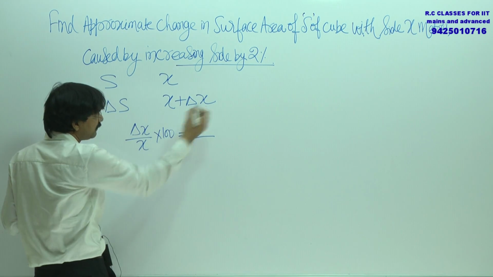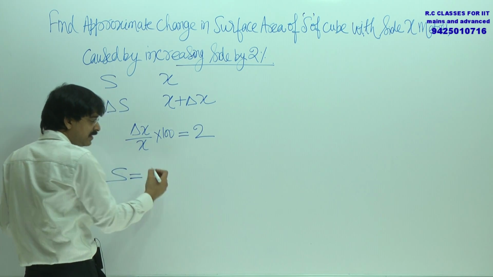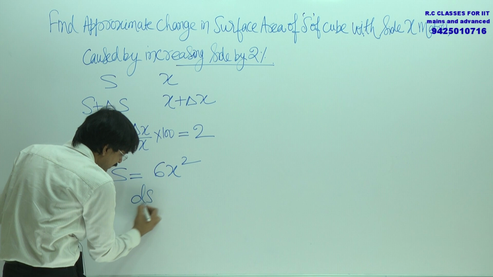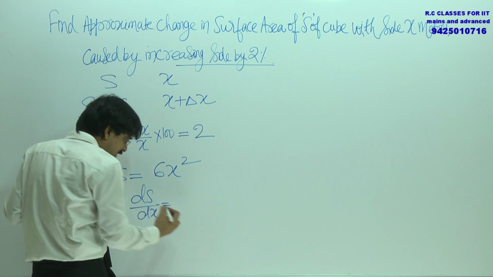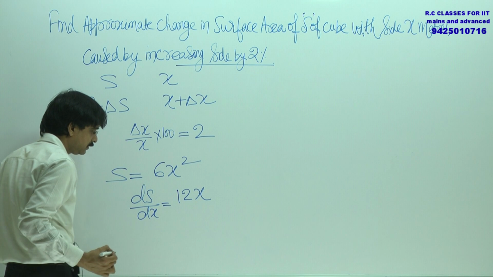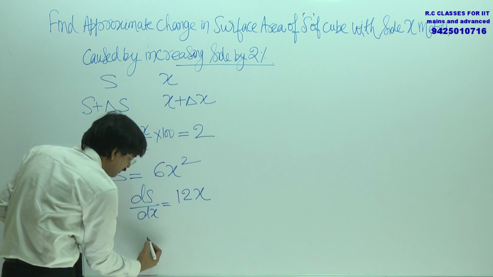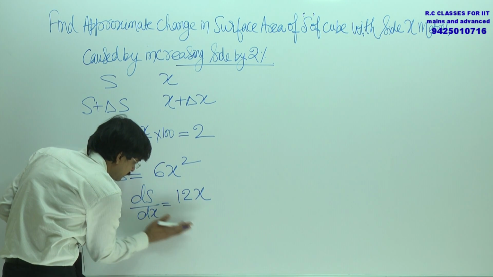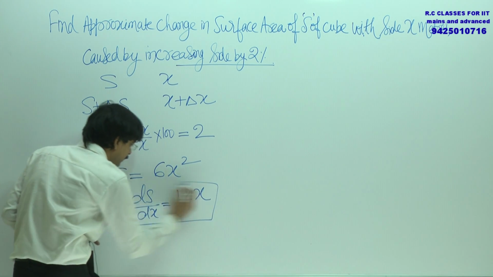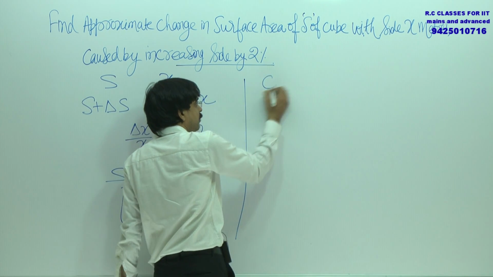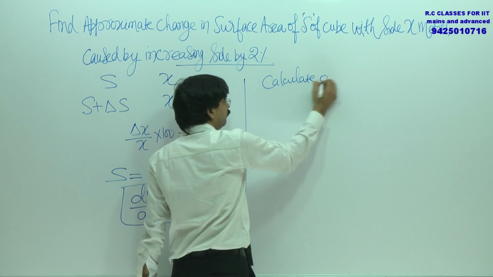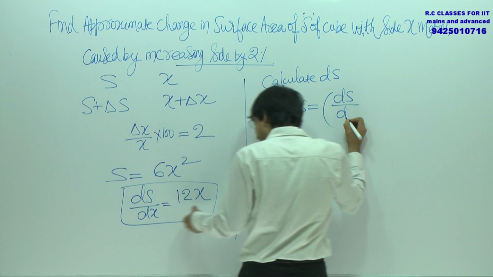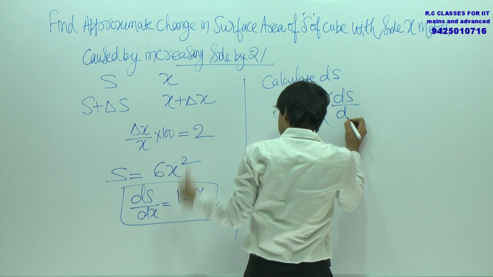S is equal to the surface area of a cube. When we say volume of cube, it is x cube. The surface area of a cube is 6x square. We differentiate that with respect to x. dS by dx is 12x, right? dS by dx is equal to 12x. Now to calculate dS, the change in the surface area, that dS can be given as dS by dx. We are calculating it for the side x meter only, so there is no need to put a value.